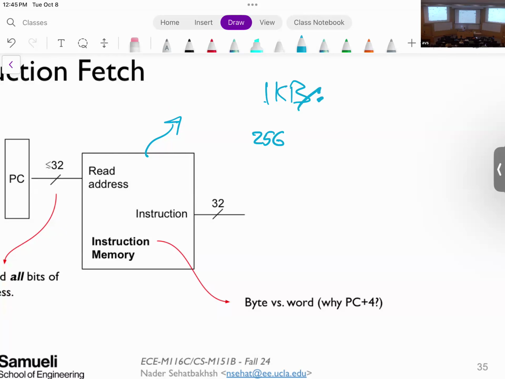Okay, so you divide this by 4, and that's how you got this number, kind of. You divide it by 4 bytes, and that's how you got this number.